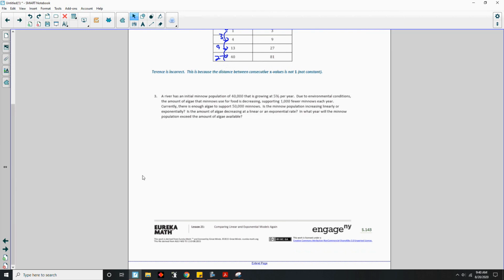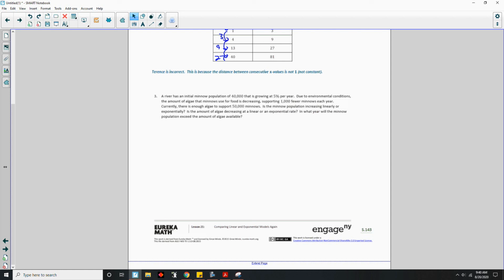Number 3, a river has an initial minnow population of 40,000 that is growing at 5% per year. Due to environmental conditions, the amount of algae that minnows use for food is decreasing, supporting 1,000 fewer minnows each year. Currently, there is enough algae to support 50,000 minnows. Is the minnow population increasing linearly or exponentially? Is the amount of algae decreasing at a linear or exponential rate? And in what year will the minnow population exceed the amount of algae available?